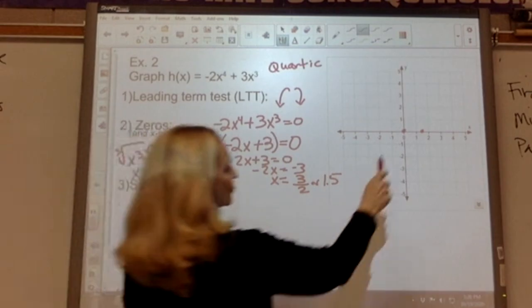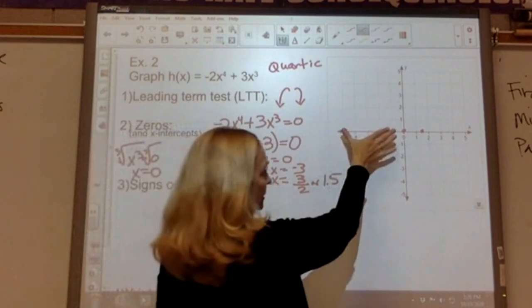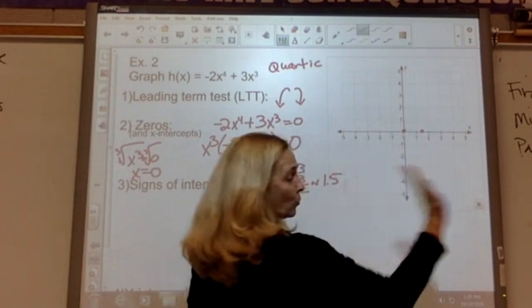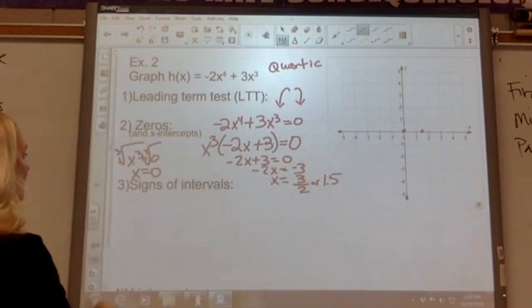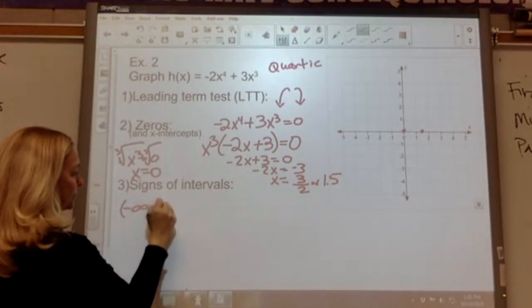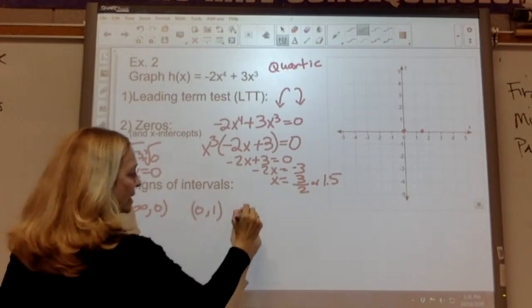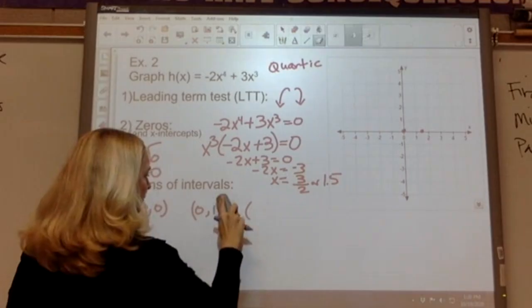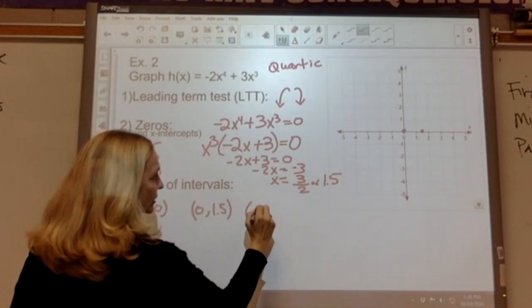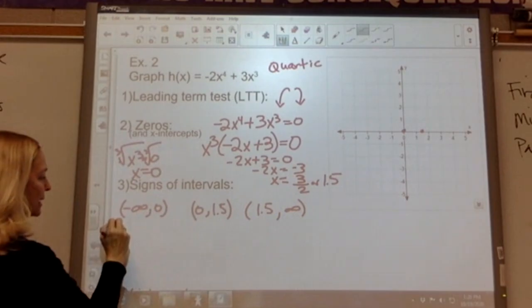Okay, so I have graphed these zeros. It splits the x-axis up into 3 sections. I have the left section from negative infinity to 0, the part between 0 and 1.5, and then 1.5 to infinity. All right, so I've got negative infinity to 0, then I have 0 to 1.5, and then I have 1.5 to positive infinity. Okay?